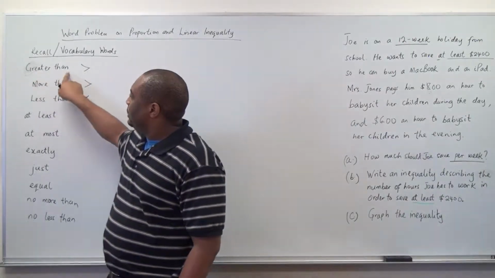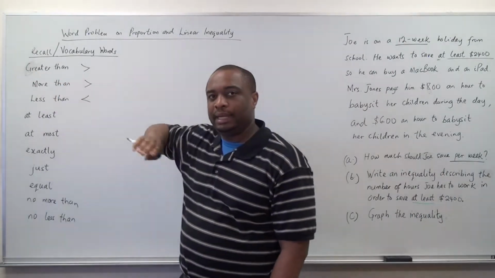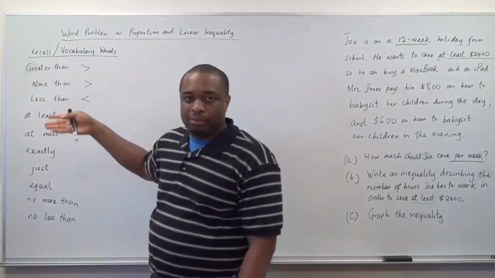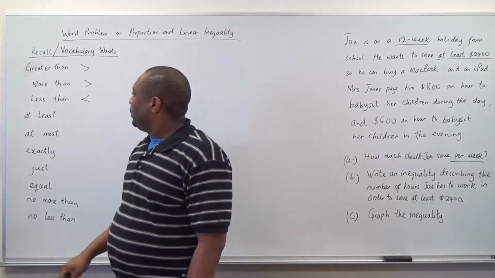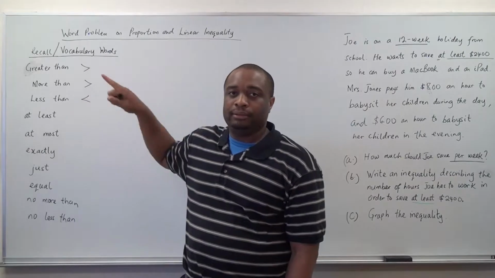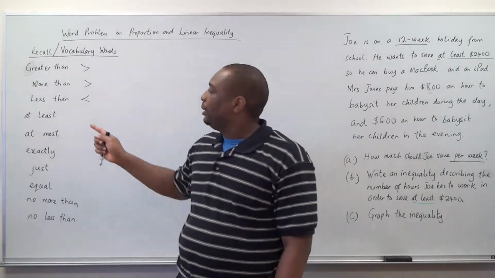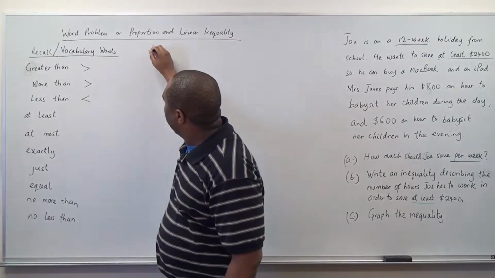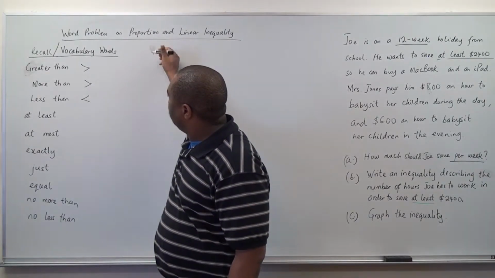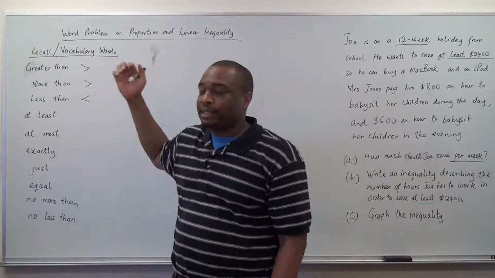You are familiar with greater than. This is the sign, greater than. You can also say more than. This is the sign. Now, less than looks like an L. So whenever you're confused about greater than and less than, less than looks like L. Right? So the other part is greater than.